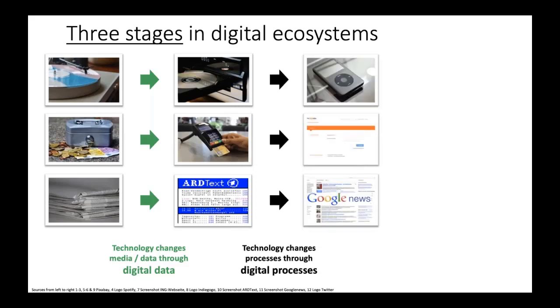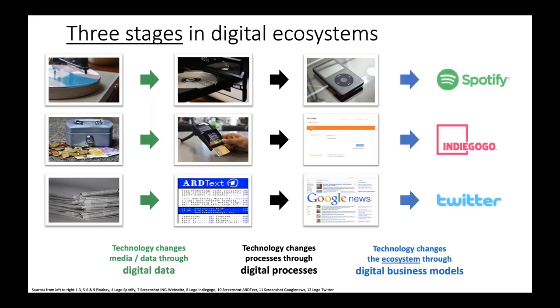The next step in digital ecosystems are digital processes. Here we can use technology to really create fully digital processes. A good example here is the iPod and the iTunes store, where you can buy music in a complete online fashion. You can even pay with digital cash and download the music file onto your iPhone or your iPod. And the third stage in digital ecosystems is what we call digital transformation, where really the ecosystem starts to change.